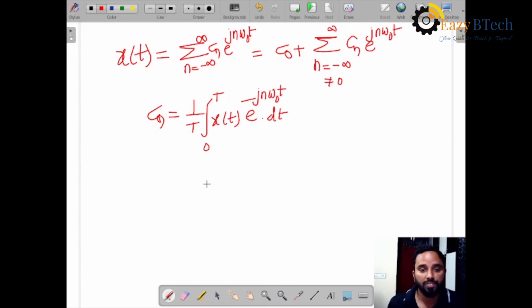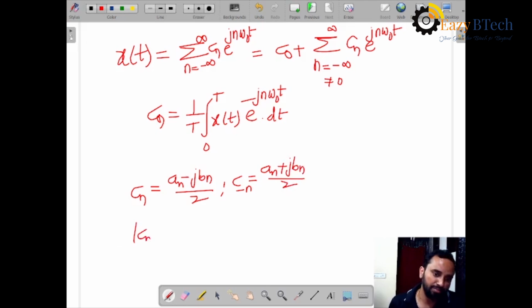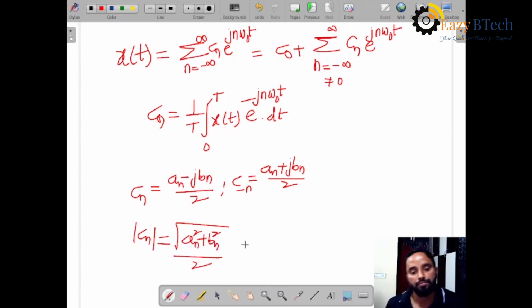Summary I am telling. What is Cn? Exponential Fourier series coefficients. The formula for Cn is 1 by T integral 0 to T x of t into e to the power minus jn omega naught t dt. The simple formula. Okay. And we have the relation, just now we have seen, Cn is equal to An minus jBn by 2 and C minus n is equal to An plus jBn by 2. Okay, and magnitude of Cn is equal to under root of An square plus Bn square by 2. C minus n magnitude is also the same. Okay, right? And this is the relation between trigonometric Fourier series and exponential Fourier series.